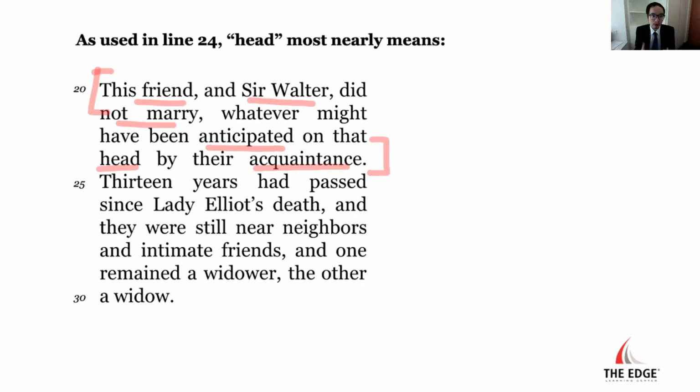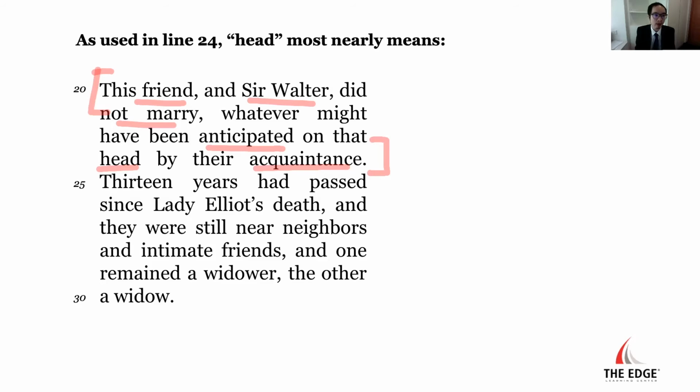Okay, so we've got the basics of what we need to try and figure out what head means, all right? We know that the acquaintance was anticipating a marriage between the friend and Sir Walter, even though they didn't marry. So how does the word head fit into this picture, right? If we look at the word head, we can actually see that it's probably representing that situation or that scenario in which the friend of Sir Walter was married.